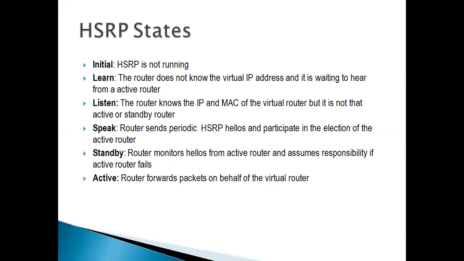The local machine sends the traffic to the default gateway, and in this case the default gateway is a virtual router, and the virtual router is the active router. The virtual router sends the packet to the active router, and the active router processes the traffic and sends it outside to the network.